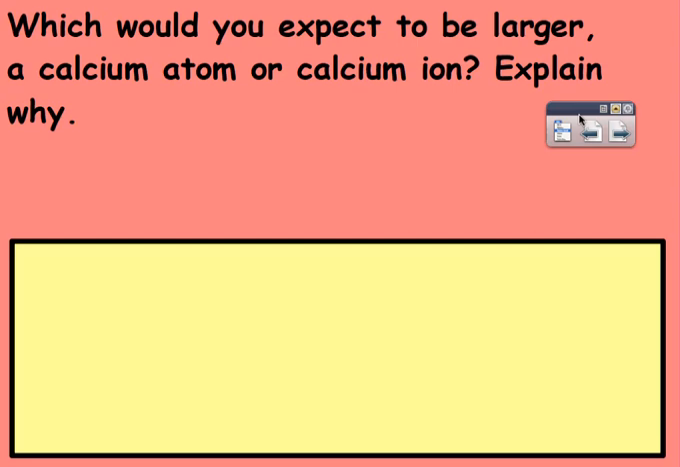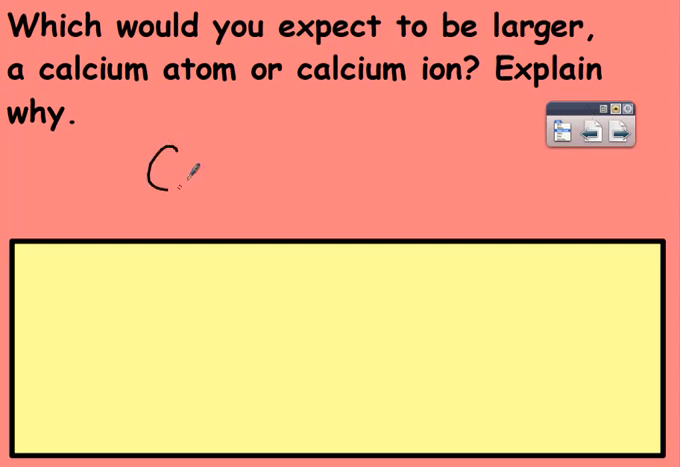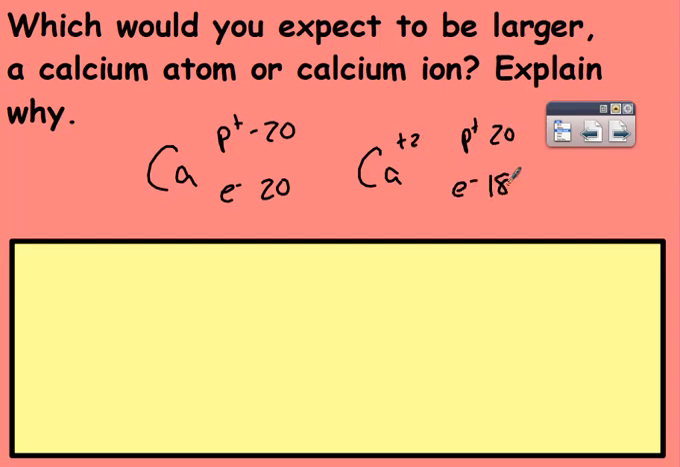So it says, which would you expect to be larger, a calcium atom or a calcium ion? The first thing you should do when answering a question like this is list out your protons and your electrons. Well, calcium has 20 protons and it has 20 electrons because it's neutral. While calcium ion would be a +2 charge, so its protons have to be 20 because it's still calcium, but it's going to lose 2 electrons, giving it 18.